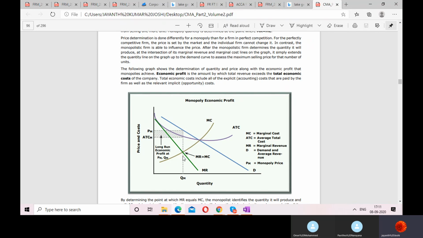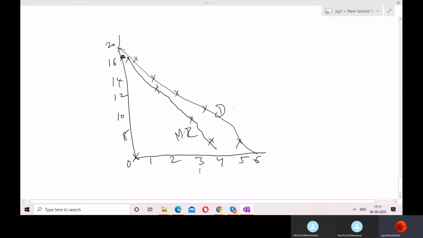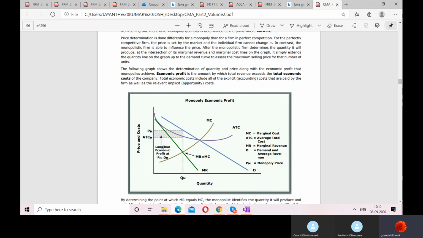Okay, and this is the average total cost. Average total cost is what you can see in the box. So the total cost of one product is, suppose I have 10 rupees and the number of units is 1, so 10 by 1 is my average cost. If I spend 20 rupees, number of products are 2, so 20 by 2, that is the average cost. So the average cost is decreasing and then somewhat increasing. Okay, and that's what the marginal revenue curve is, below the demand curve.